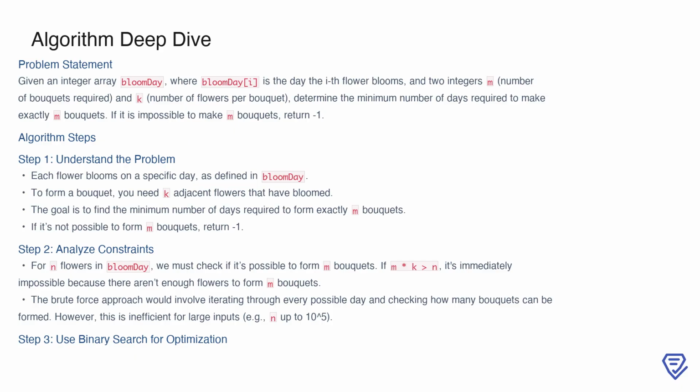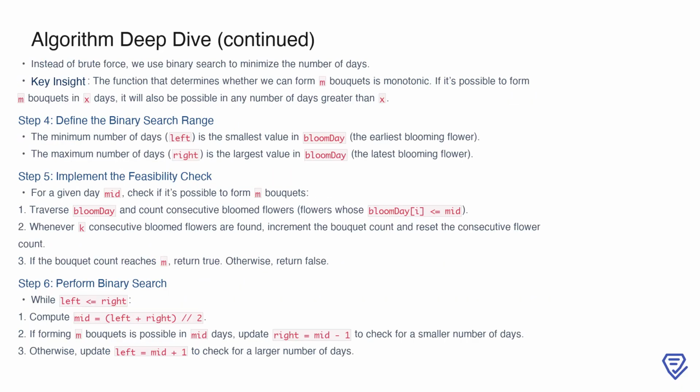A brute force approach, where we evaluate every possible day and count valid bouquets, would be computationally expensive, especially for large inputs. Therefore, we need a more efficient strategy. This is where binary search comes in as a powerful optimization tool, leveraging key properties of the problem to reduce the computational complexity. The key insight that makes this problem suitable for binary search is the monotonicity of the feasibility function. If it is possible to form m bouquets in x days, it will also be possible to do so in any number of days greater than x.